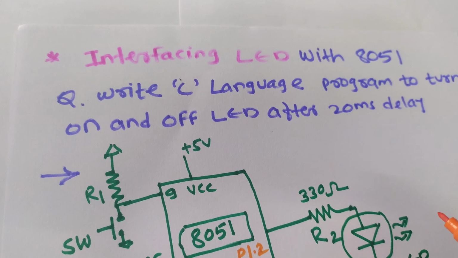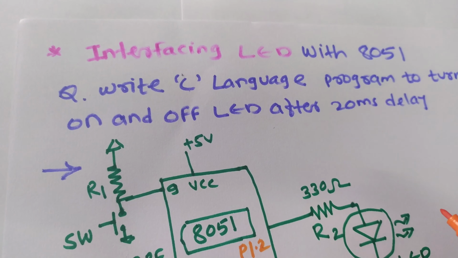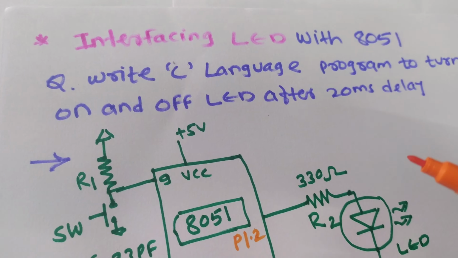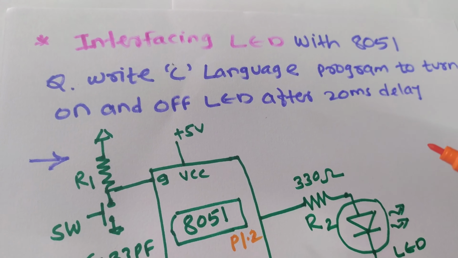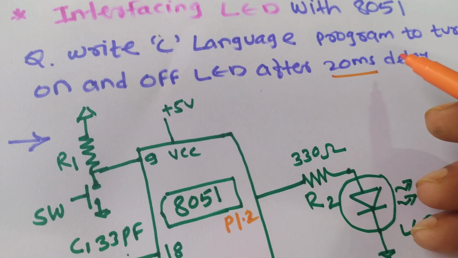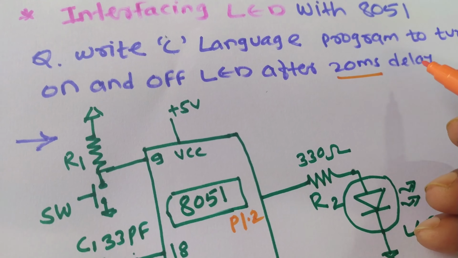Interfacing LED with the 8051 microcontroller. Which kind of question may be asked in the exam? Write a C language program to turn on and off an LED after 20 milliseconds. Here the 20 milliseconds is already mentioned. After 20 milliseconds, the LED will be on or off.